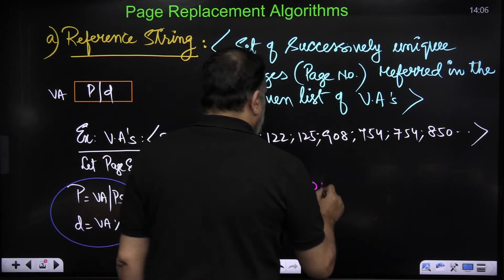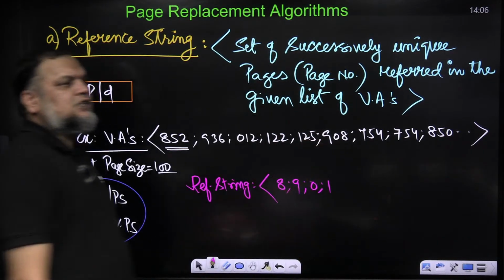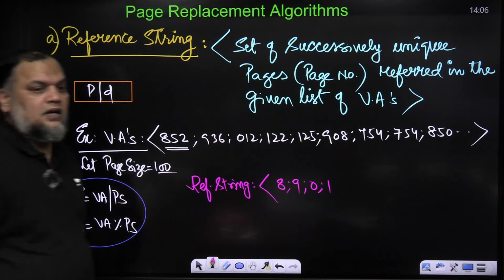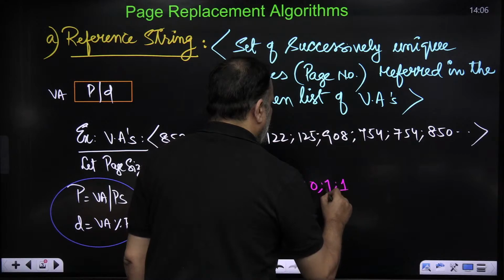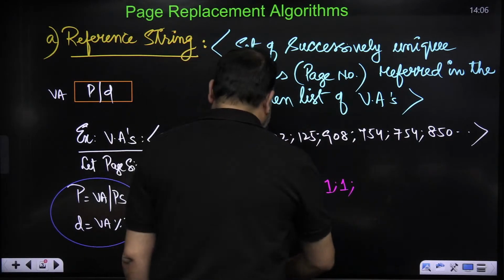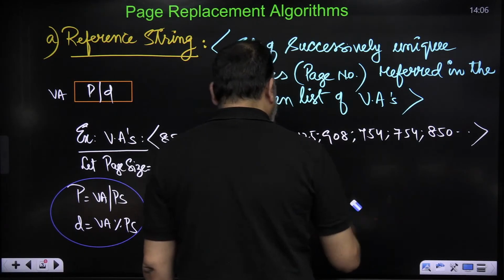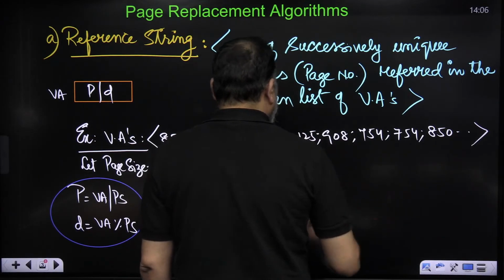Next page number 1. Next again 1. Successively अगर same page refer किया जा रहा है तो we write it only once. So therefore 1. Page number 1. So therefore we are going to write again only one time.